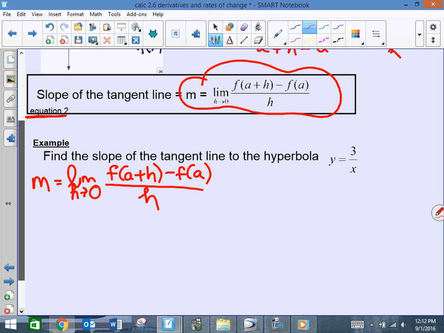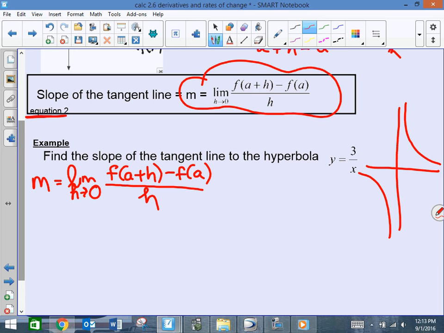Okay, you remember what 1 over x looks like? Yes, so 3 over x will just be slightly taller. It goes like this. 3 over x, just multiply by 3. It looks very similar. Okay, so just as a visual, that's all we want.